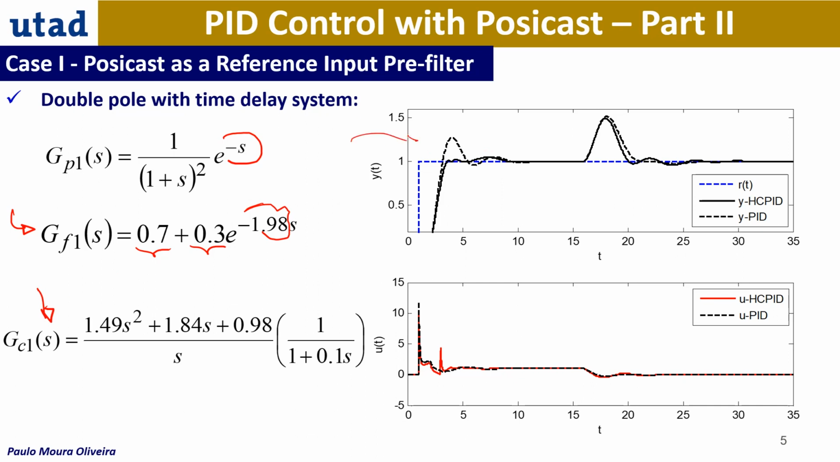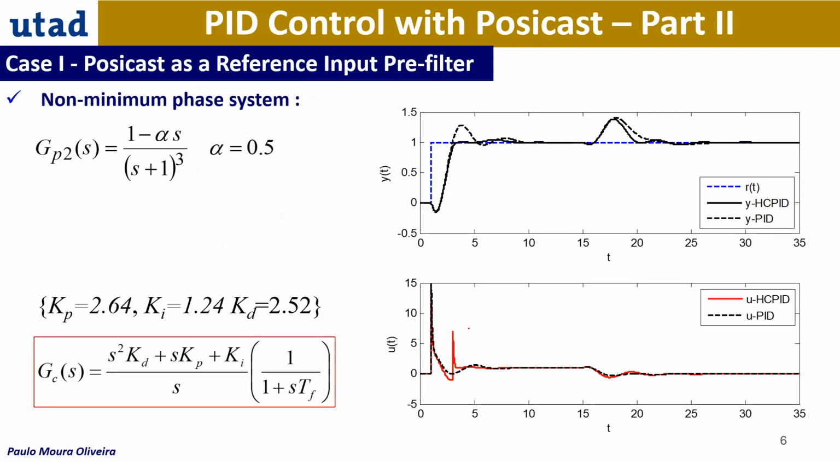So here in the top you can see what is the advantage. We don't have this. This is without Posicast. As you can see, with Posicast, we got a less oscillatory system. Okay. In the control signal, we can see here the spike is for the second pulse of the Posicast. For this third order pole with a non-minimum phase, you can see that this is a non-minimum phase system. And also here we got the Posicast and the PID controller. You can see the benefit of using the Posicast again.